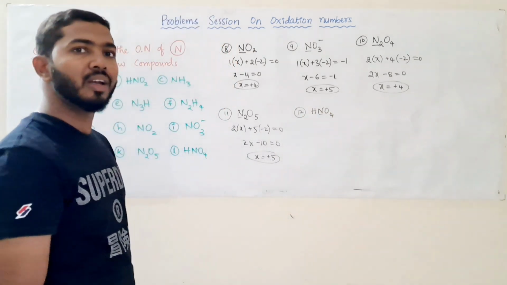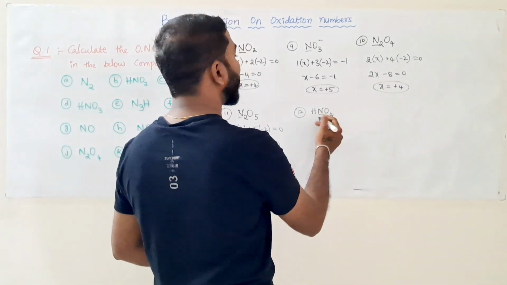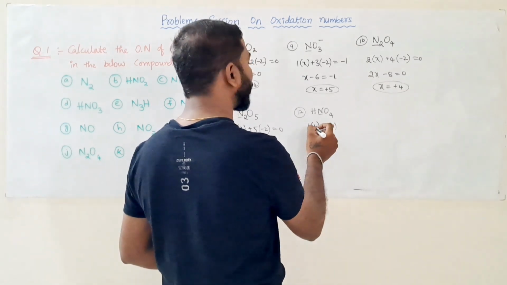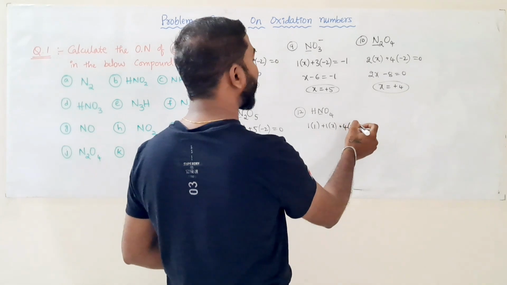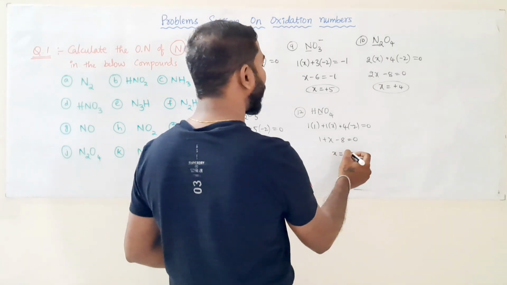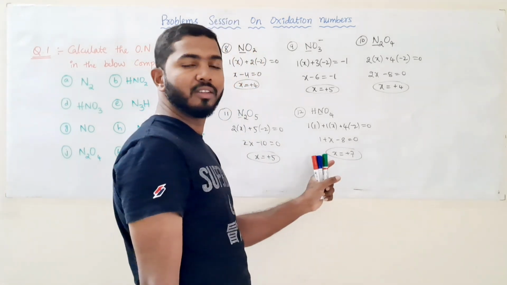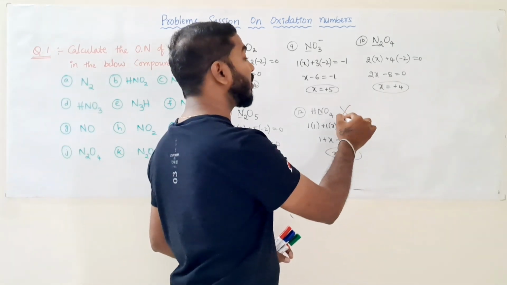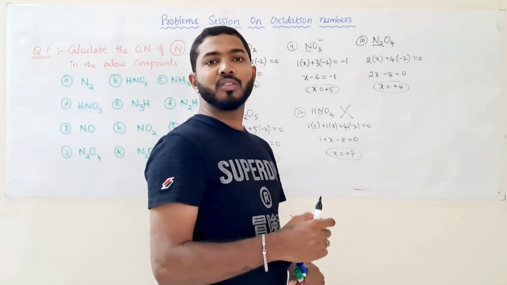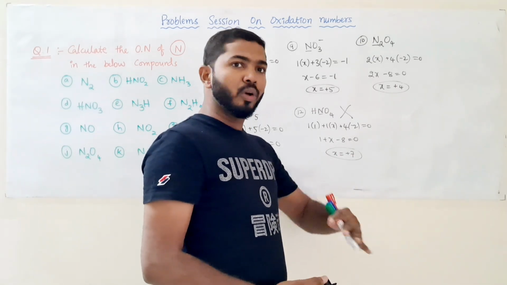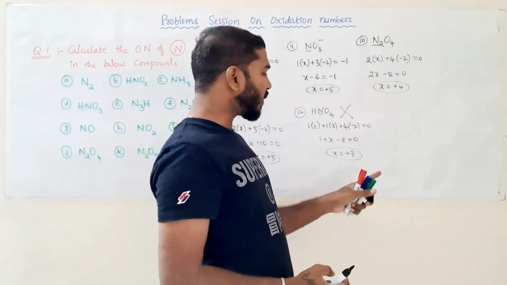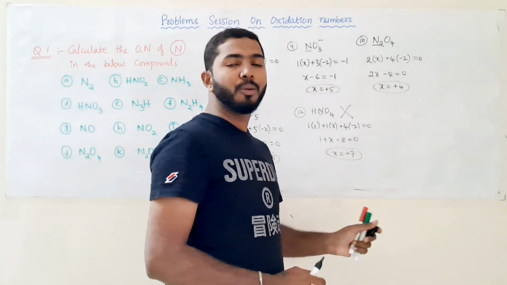HNO4. The compound name is pernitric acid. So if we generally calculate with our normal method, that is 1 into plus 1 for hydrogen, and then 1 into x plus 4 into minus 2 is equals to 0. 1 plus x minus 8 is equals to 0. Then x is equals to plus 7. We are going to get x equal to plus 7, but which is not possible for nitrogen. We know that nitrogen's group number is 5A, so the maximum oxidation number must be plus 5. So any element cannot go beyond its group number in terms of its oxidation number. So in this case, we have got plus 7, which is not possible for nitrogen.